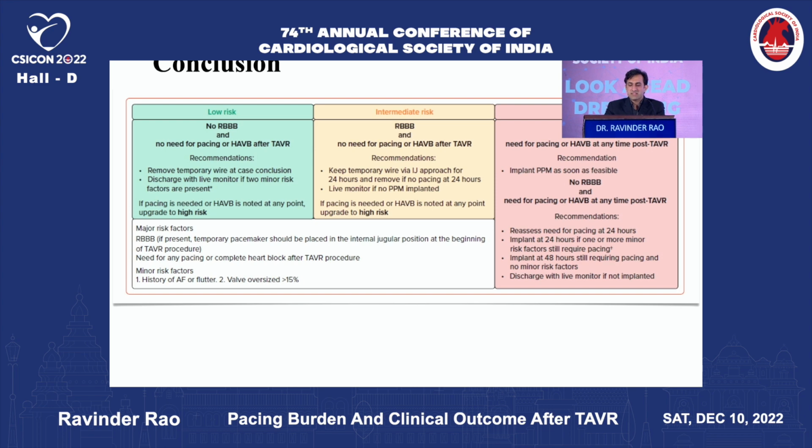So to summarize this slide, again, just remember, if a patient has a right bundle branch block and develops a CHB post TAVR, put in a pacemaker. If right bundle branch block does not develop a CHB post TAVR, monitor for 24 hours, and do a Holter at the time of discharge.